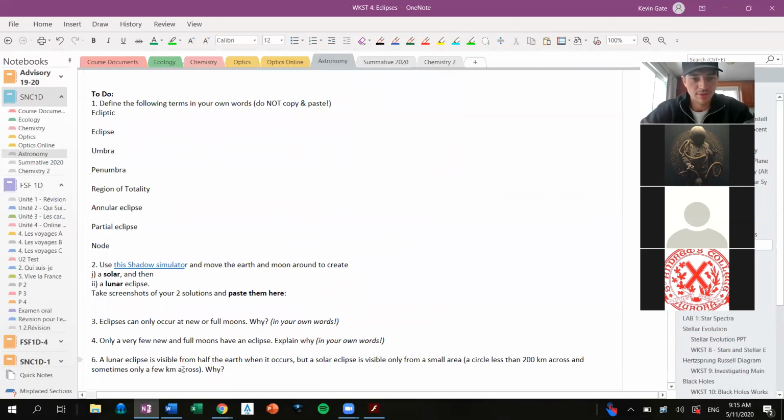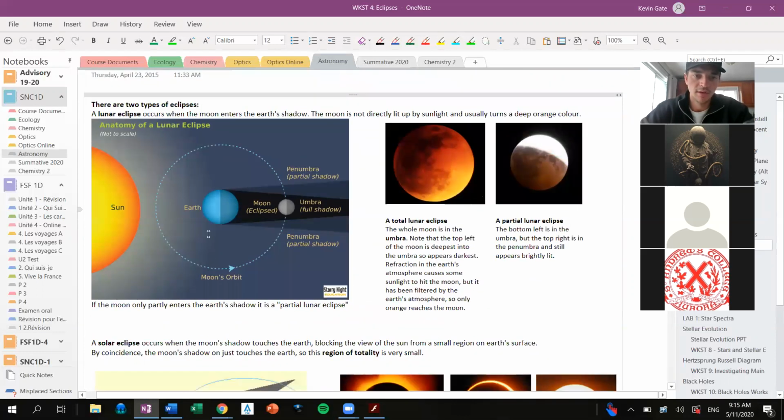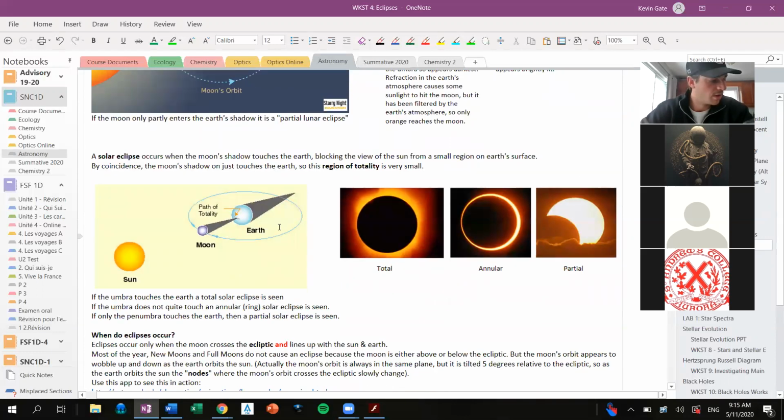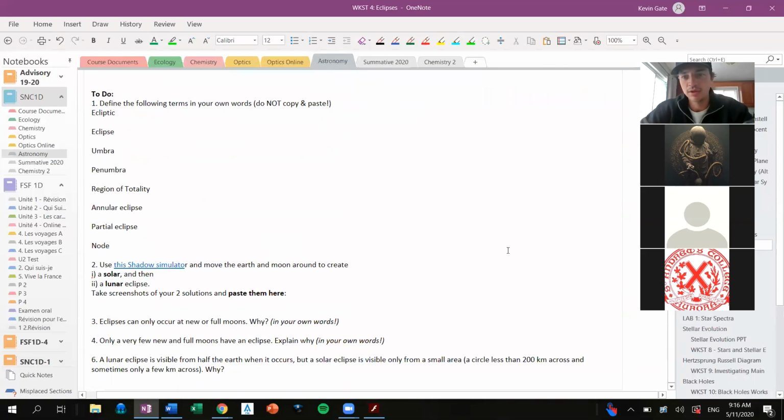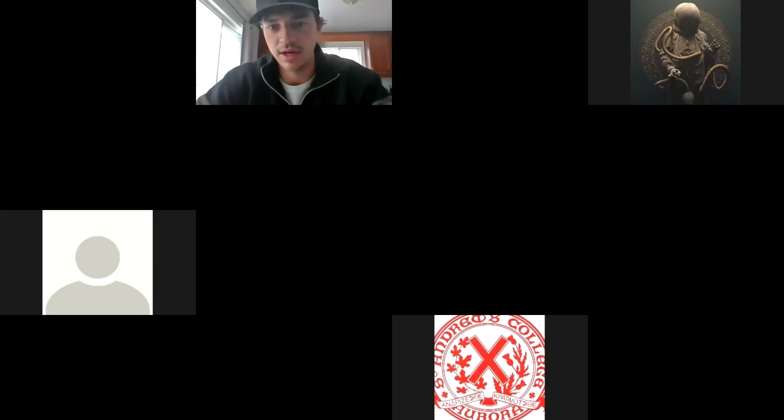A lunar eclipse is visible from half of the Earth. Explain that. A solar eclipse is visible from only one small area. Explain that. Okay, so that's your to-do list for today. Just worksheet 3 and 4. Your exit ticket for today is just take a screenshot of your OneNote to show that you've uploaded those photos. Are there any questions about that, guys?